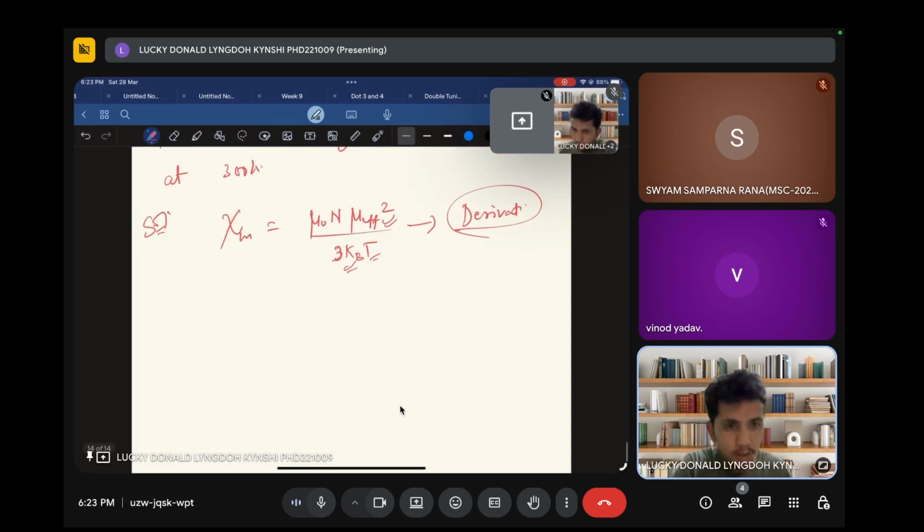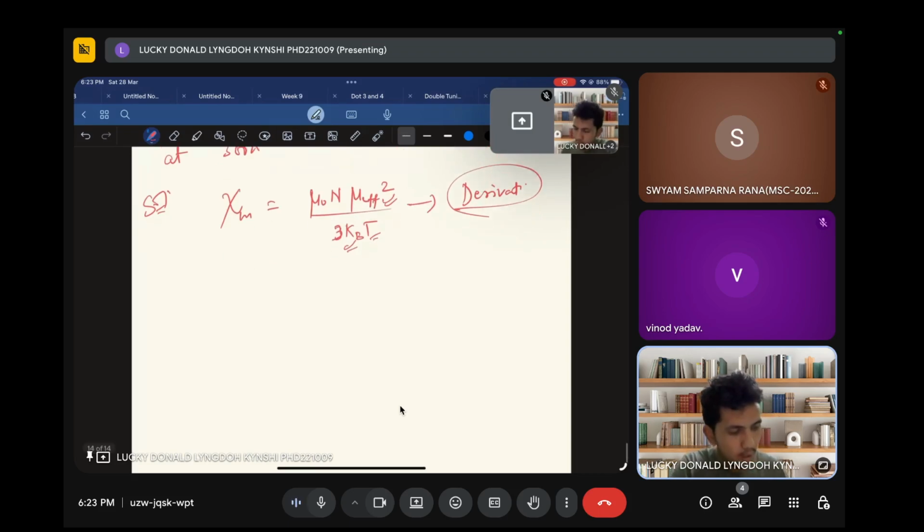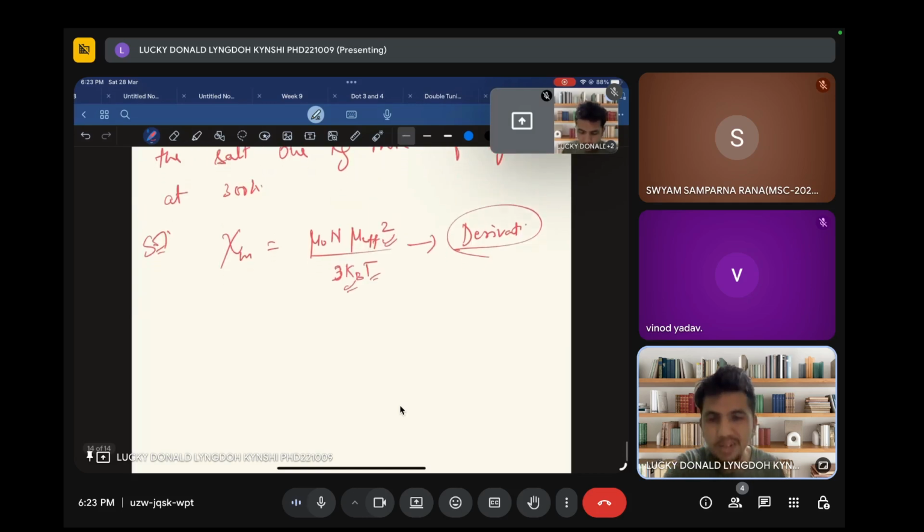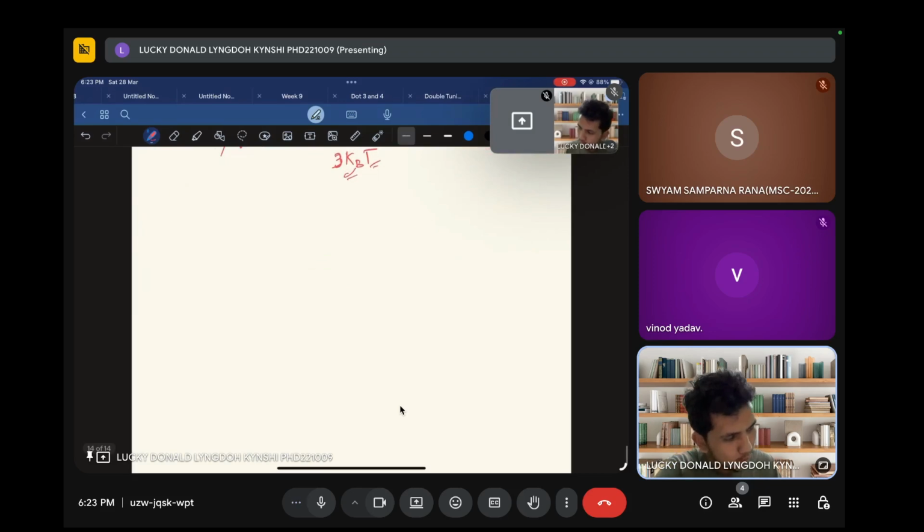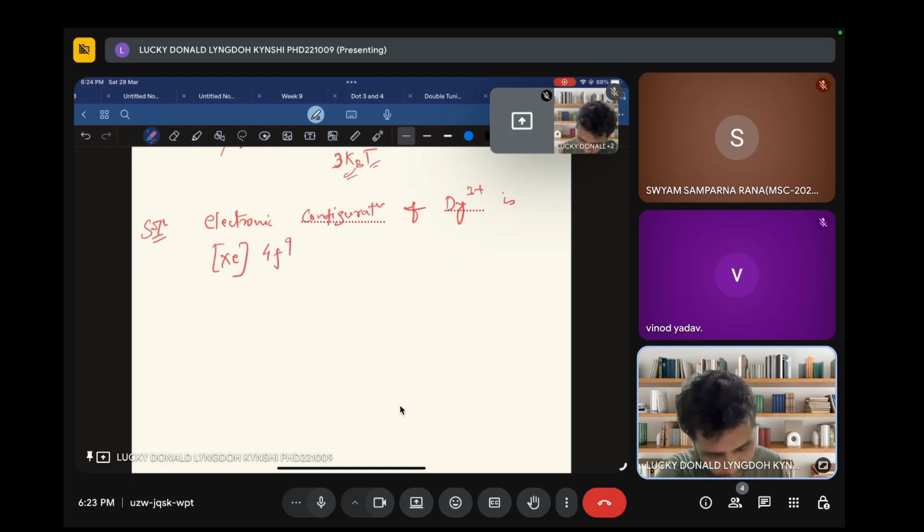In order to do that, we have to look at the electronic configuration of Dy3+. So I can solve that by looking at your electronic configuration. The electronic configuration of Dy3+ is xenon 4f9. That means there are 9 unpaired electrons in your Dy3+. This is your xenon, and for f9, this is your electronic configuration.